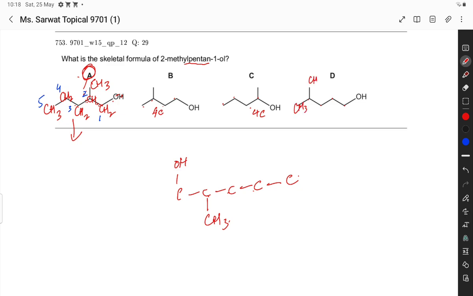CH3, CH3. So, this is not 1-ol, but 1, 2, 3, 4 and 4-methyl. So, this structure is 2-methyl pentane, not 2-methyl, 4-methyl, sorry, 4-methyl pentan-1-ol.